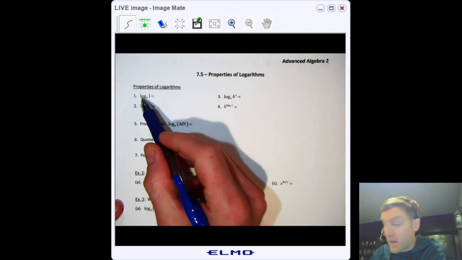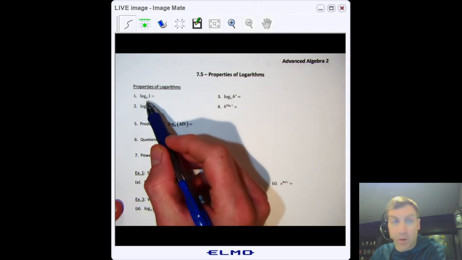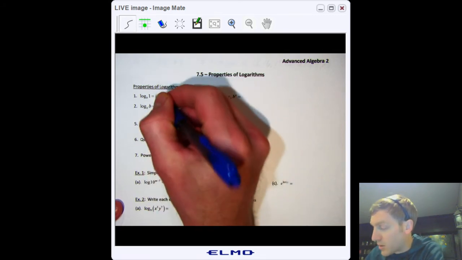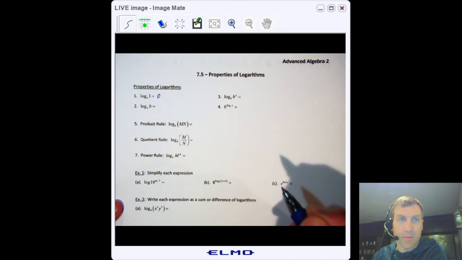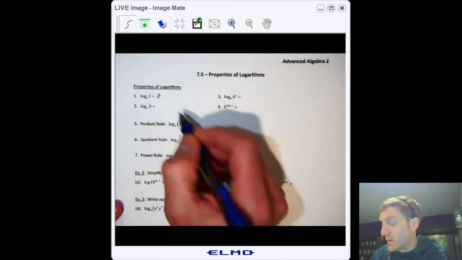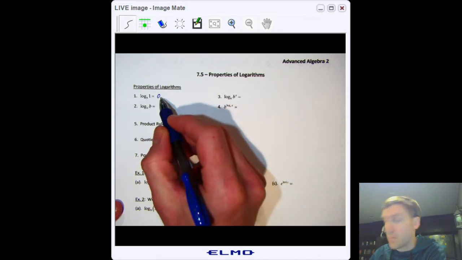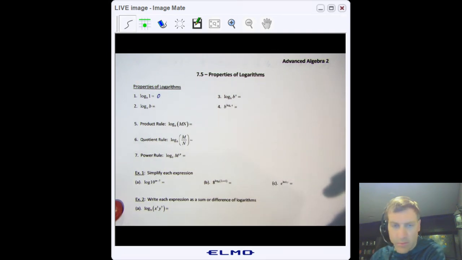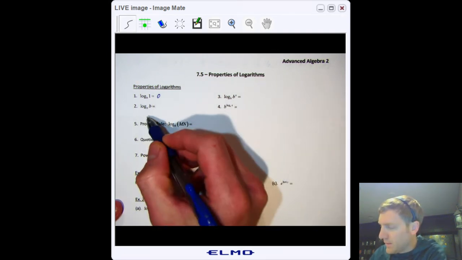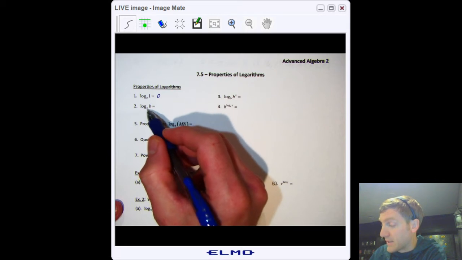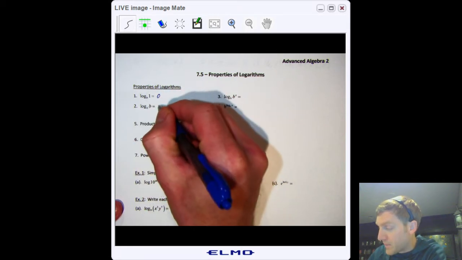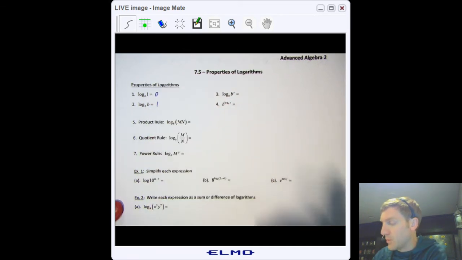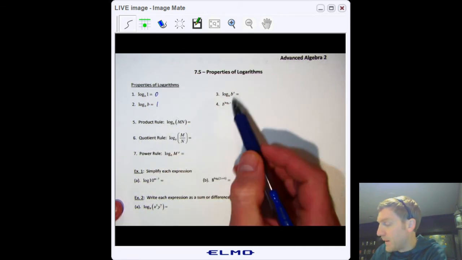First property, log base b of 1. You probably already remember this from 7.4. No matter what the base is, the log of 1 is always 0 because b to the 0 power is 1 for any base. The next one, no matter what the base is, log base b of b is 1 because b to the first power is b, right? So those are pretty straightforward there.